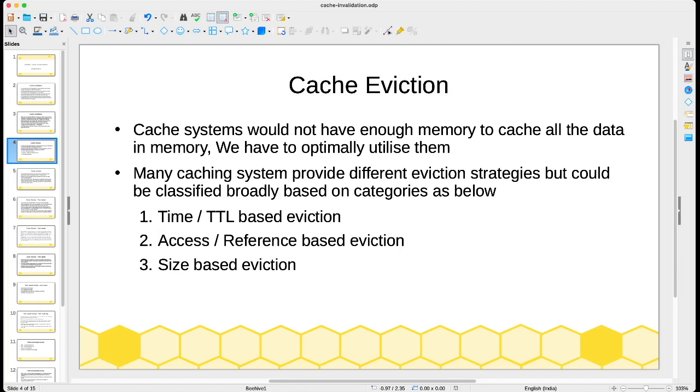Many caching systems provide different eviction strategies, but we can broadly classify them into three. One is time-based eviction, or TTL, time-to-live based eviction. Another is access-based eviction, and the third is size-based eviction. These are the three categories. We will dive deep into these three strategies in this session.